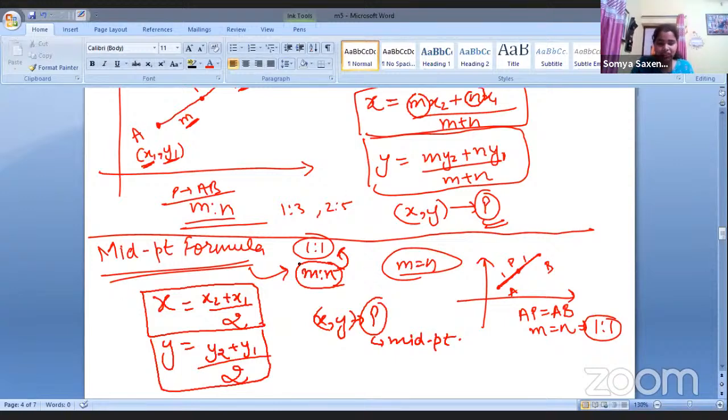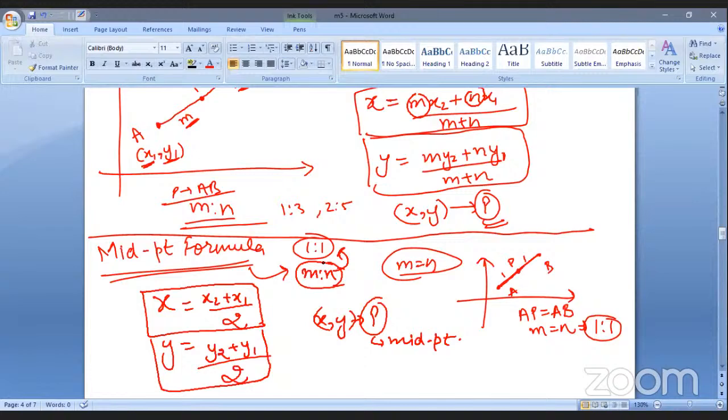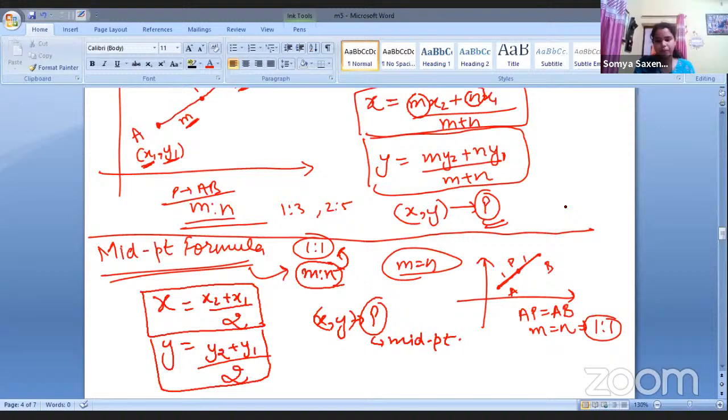Okay, so is this clear? Section formula and midpoint formula to everybody? Yes, ma'am. Okay, great.